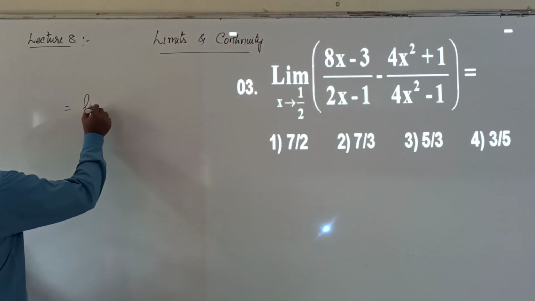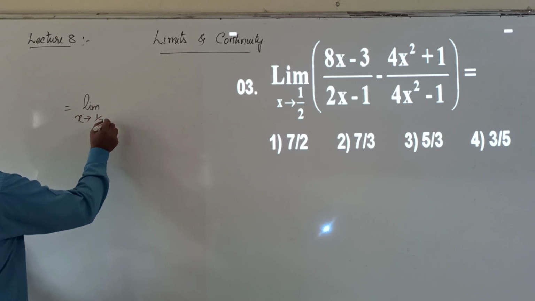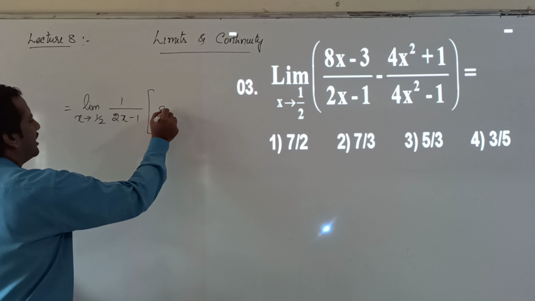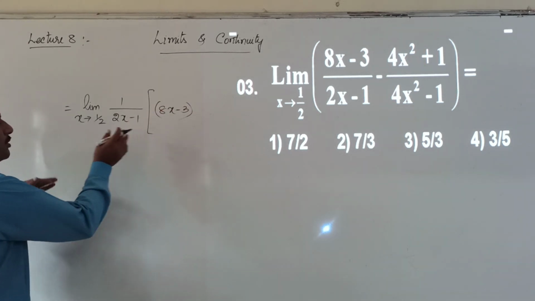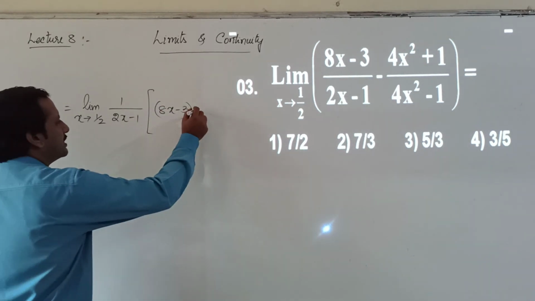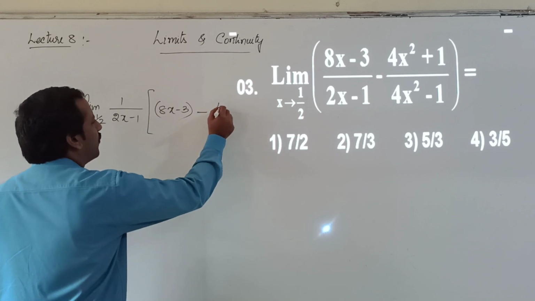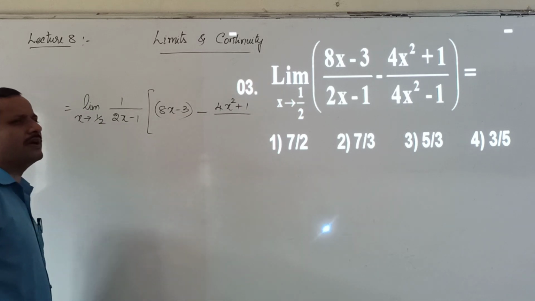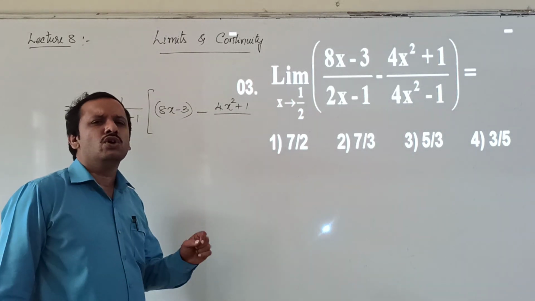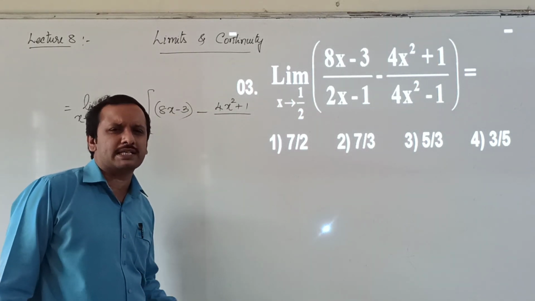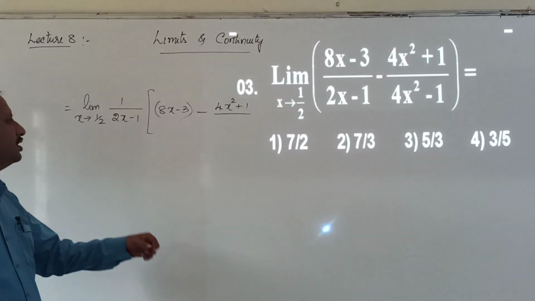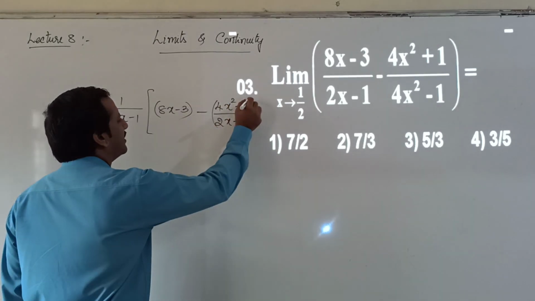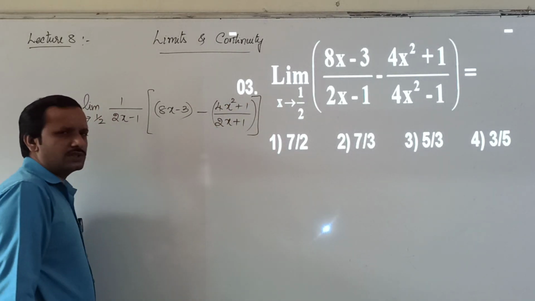So I will write the given problem as limit x tends to 1 by 2, 1 by 2x minus 1, into, here 8x minus 3 will remain, I am taking 2x minus 1 out, minus, here what will remain? 4x square plus 1 divided by, see that 4x square minus 1 I have factorized as 2x plus 1 into 2x minus 1. In that I have taken 2x minus 1 out, 2x plus 1 will remain. I think you have understood.